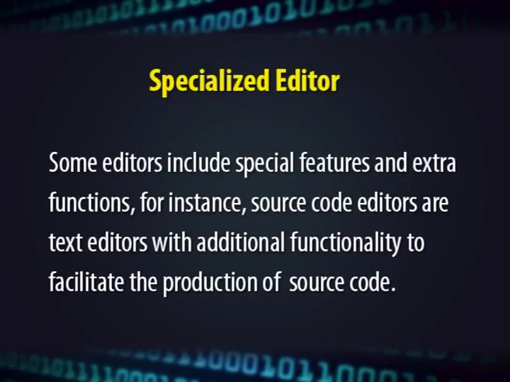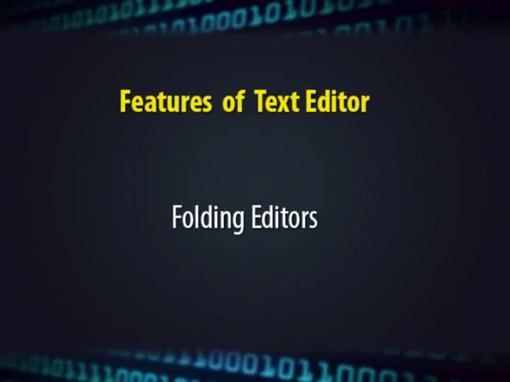The next category of editors is specialized editors. Some editors include special features and extra functions. For instance, source code editors are text editors with additional functionality to facilitate the production of source code. These often feature user programmable syntax highlighting and code navigation functions, as well as coding tools or keyboard macros similar to an HTML editor. Another feature used in editors for programming environments is the folding editor.